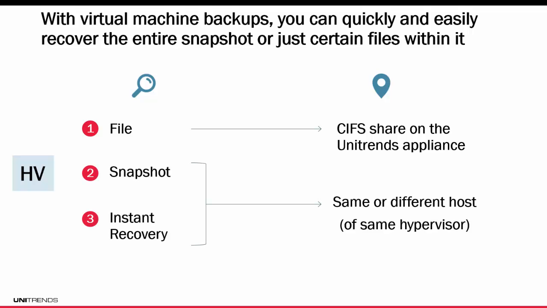Alternatively, and probably more likely, you're going to want to recover that entire snapshot. And we have two main options for recovering that snapshot. We can recover it normally, just like a snapshot, send it to the storage and spin it up within that hypervisor host, or we can perform some versions of instant recovery, which we'll talk about in a second. The good thing to note is that you don't have to send it back to the same host. You can send it to a different host, it just has to be of the same hypervisor. So if you have a VMware snapshot backup, you're going to have to recover that back to another ESXi host.